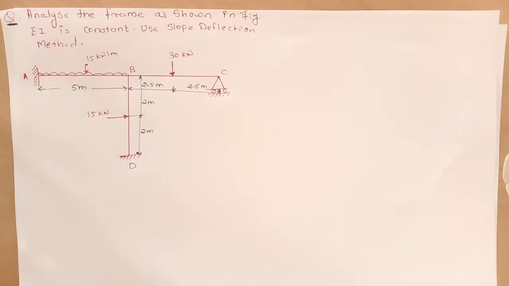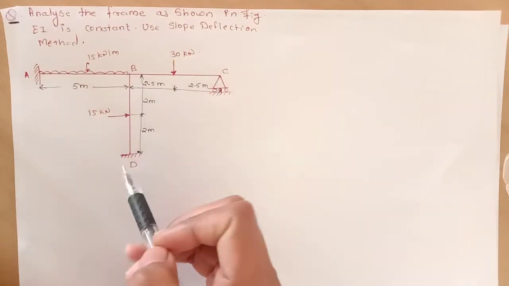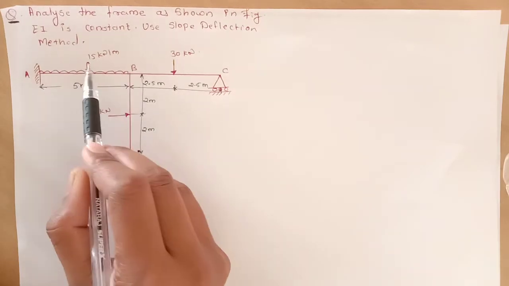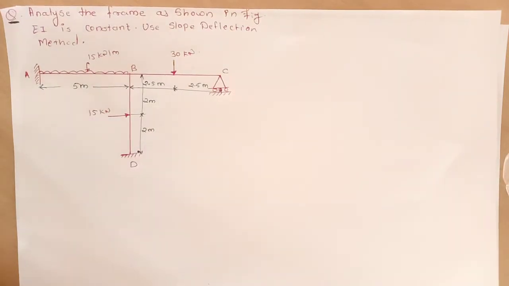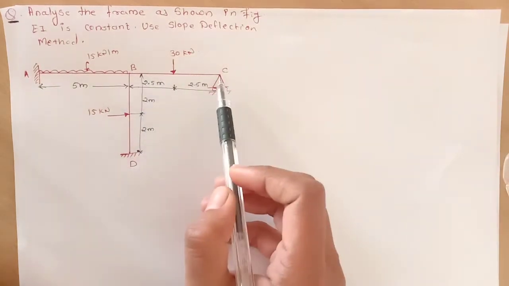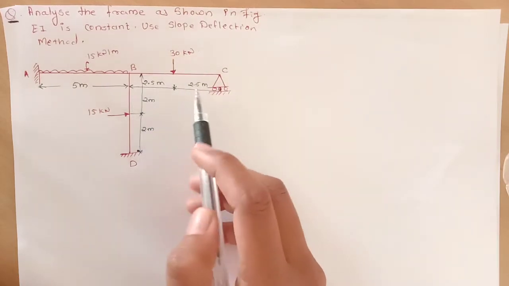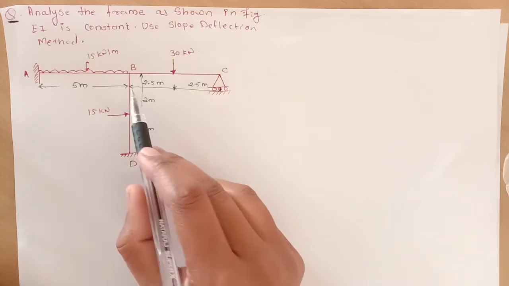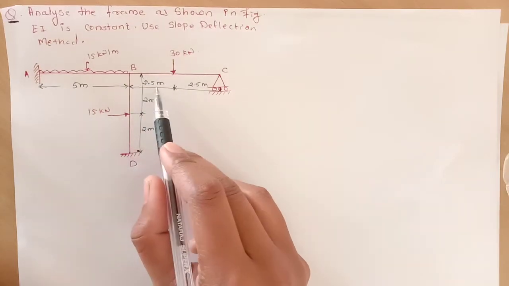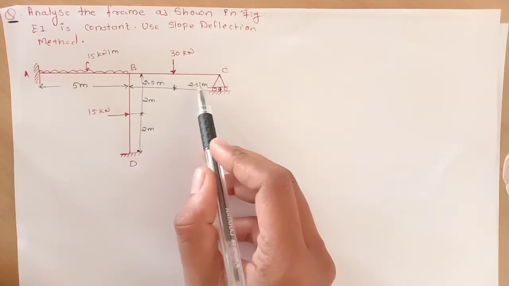Here the figure is given, a frame ABCD. Over this AB member, a 15 kN per meter UDL is acting, its span is 5 meter. Then next, over this BC member, a 30 kN point load is acting, its total span is 5 meter. From B point to the point load the distance is 2.5 meter, and from the point load to C point the distance is 2.5 meter.